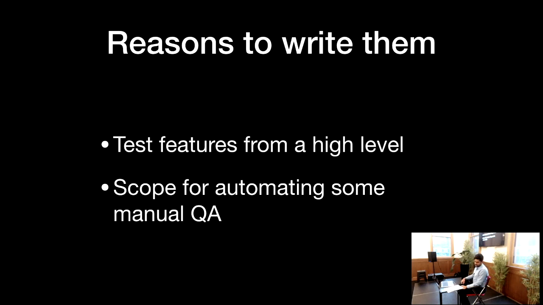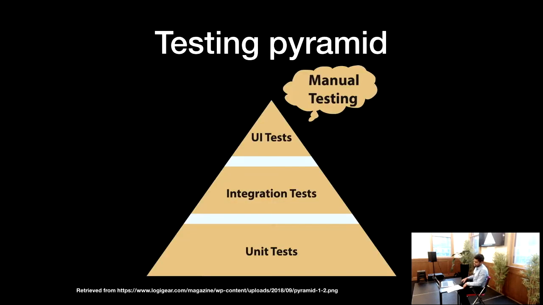Well, they're a good way to test both existing and new features from a high level, and they're also a good way to cut down on manual QA by automating away some of your happy paths and some of your edge cases as well. So in testing philosophy, there's something known as a testing pyramid.